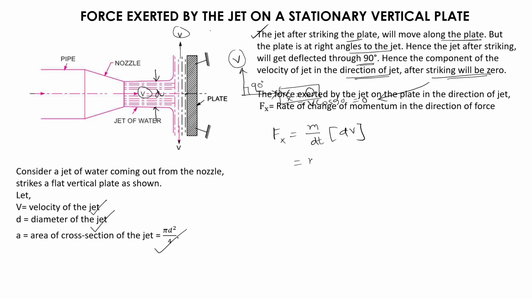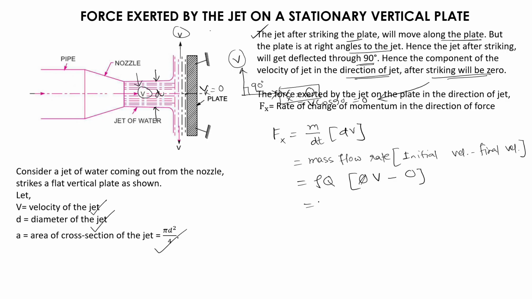So m over dt is basically the mass flow rate, and dv is basically initial velocity minus final velocity, right? So mass flow rate can also be written as rho Q. Initial velocity in this case, in the direction of the jet, in x direction, is capital V, and the final velocity Vx was 0. We know that, right? So I can say the initial velocity is capital V and the final velocity is 0. And we can further write this rho Q as rho A V into V minus 0.